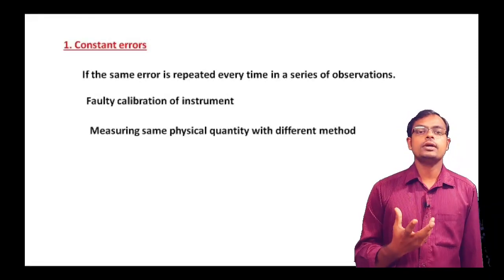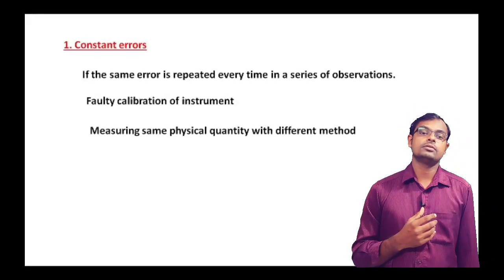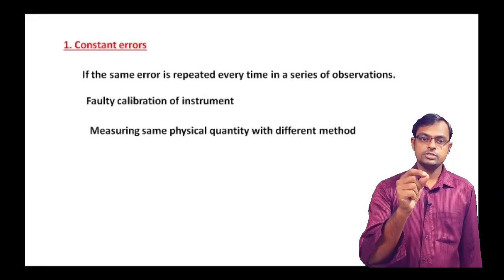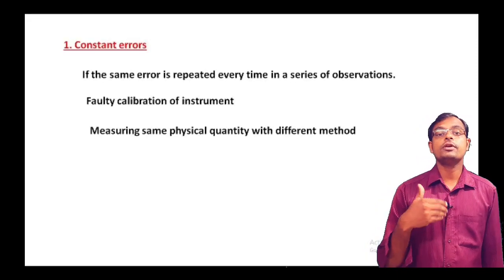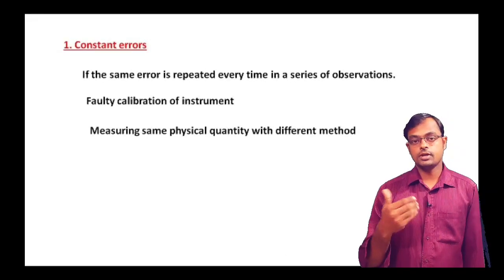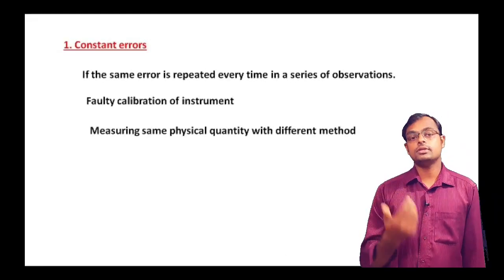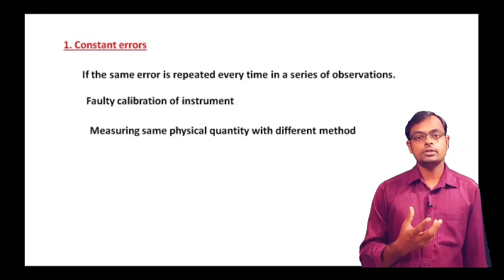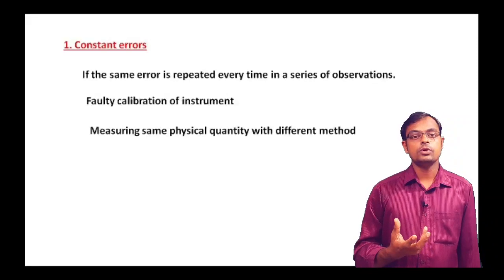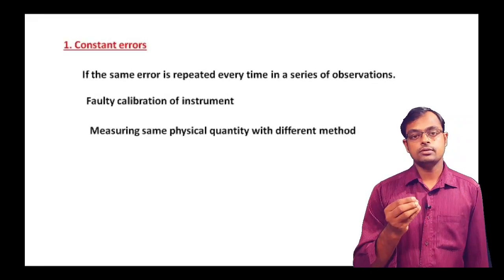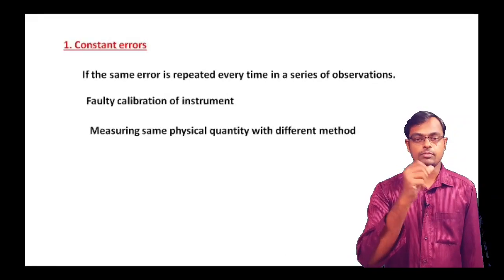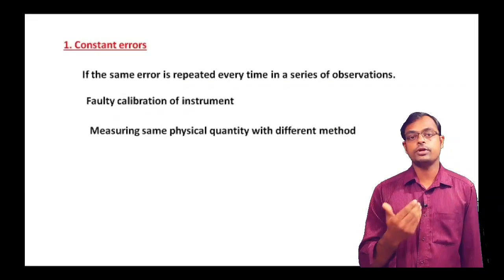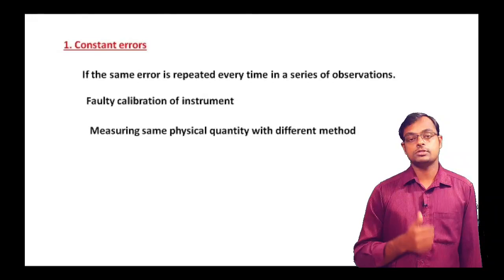So how can we minimize this type of error? Measure the same physical quantity with different methods. So you are using different methods to find this value. After using different methods, if you find the mean value, the constant error we can somewhat minimize. Clear? So using different methods for reducing or minimizing the constant error.